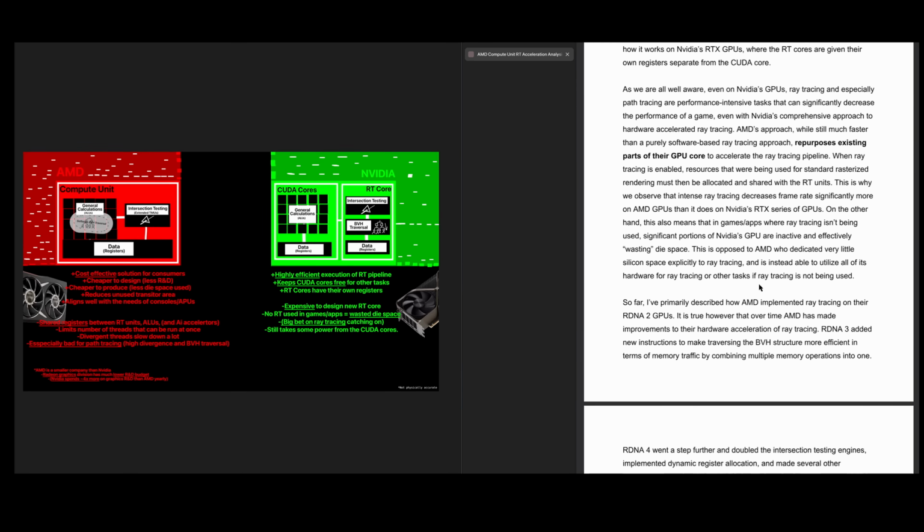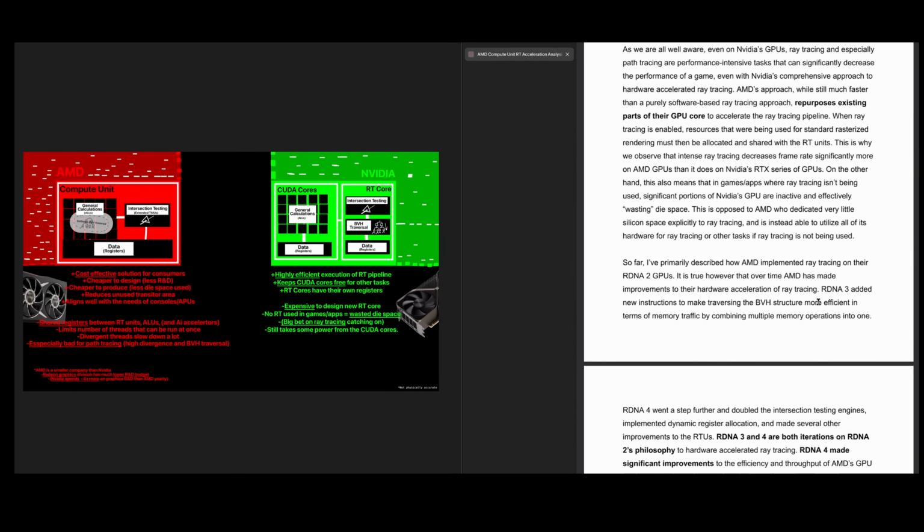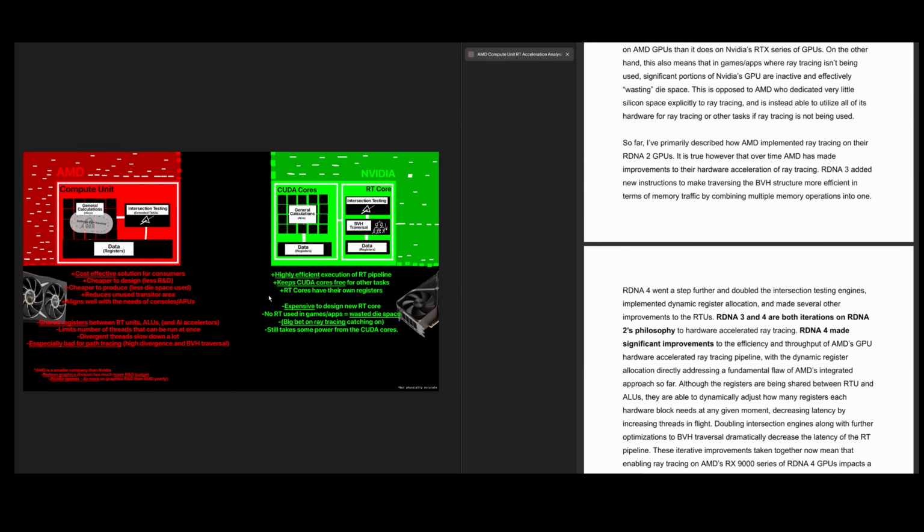And so you can say that if ray tracing's not being used, then the RT cores are wasting space on the GPU. And as we said before, this is opposed to AMD, who dedicated very little silicon space explicitly to ray tracing on their GPUs. And instead, it's able to utilize its hardware either for ray tracing or for other tasks if ray tracing's not being used. And I've mostly been describing how ray tracing works on RDNA 2 GPUs so far.